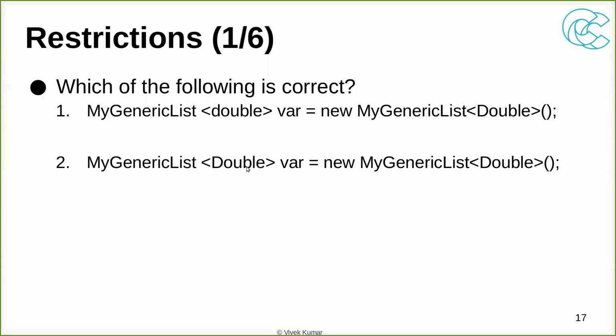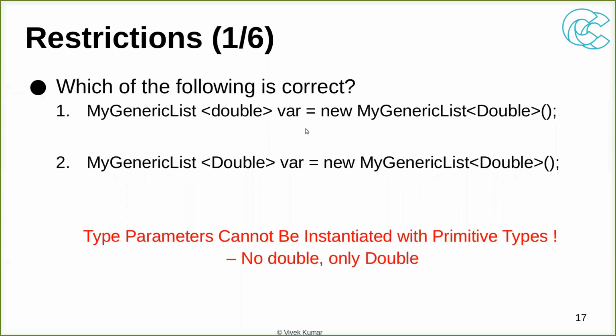So which one of them is correct? Only one of them is correct. Although in terms of the intention, both are the same, you want to create a list of doubles, syntactically only one of them is correct. The second one. Yeah, the second one, because generics cannot take primitive data types.